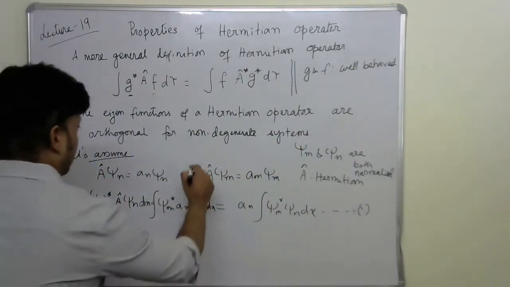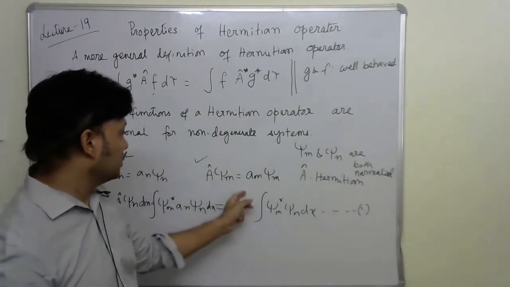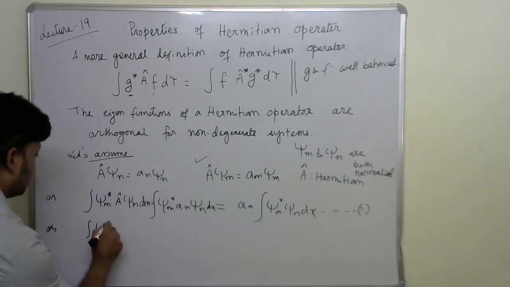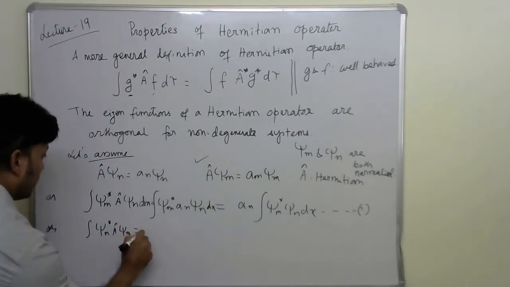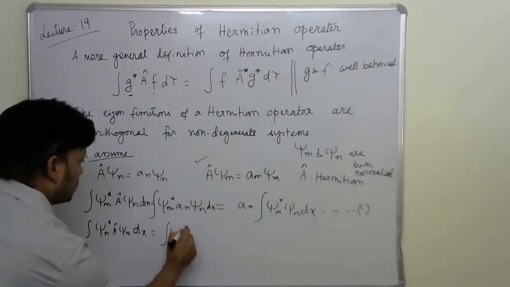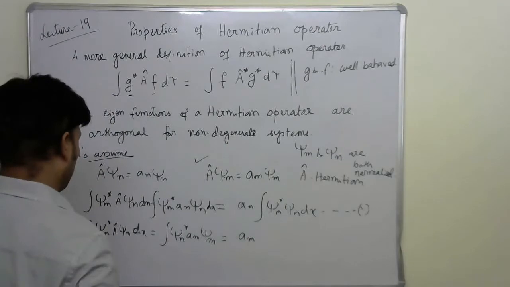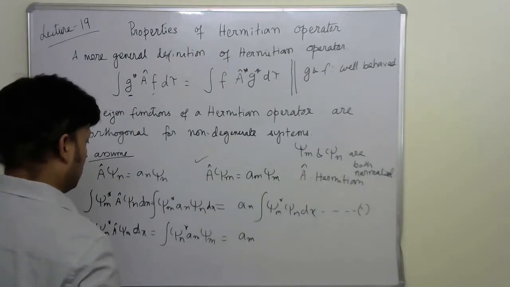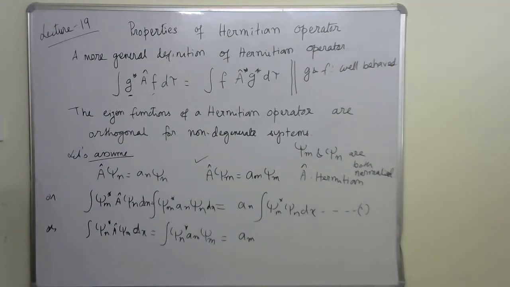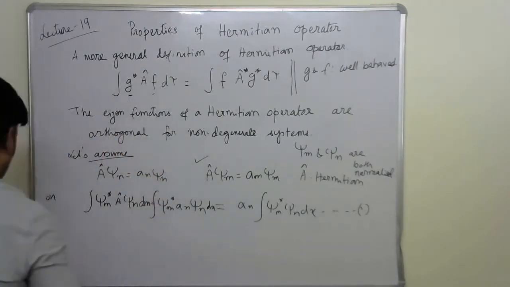Now we take this equation and again we apply the condition of the Hermitian operator on it. So we can write the integral of psi n star A cap psi m dx is equal to the integral of psi n star A m psi m, I can take A m out. Sorry about that, I just wrote a wrong step.